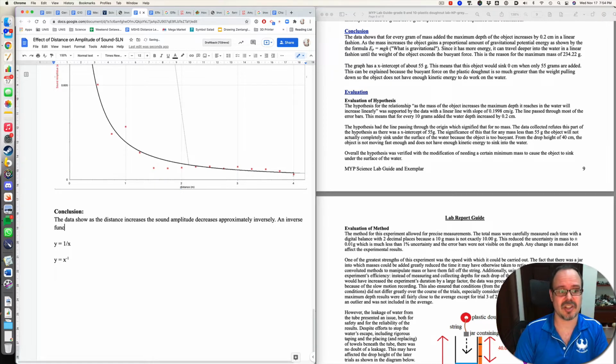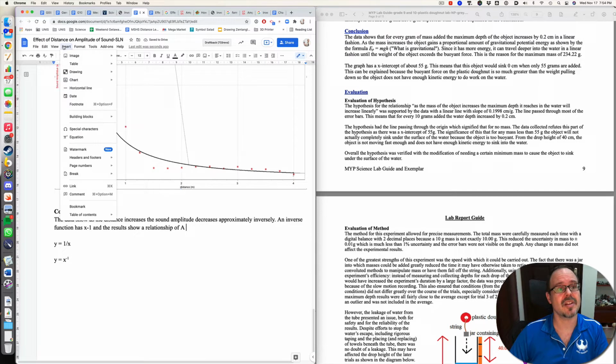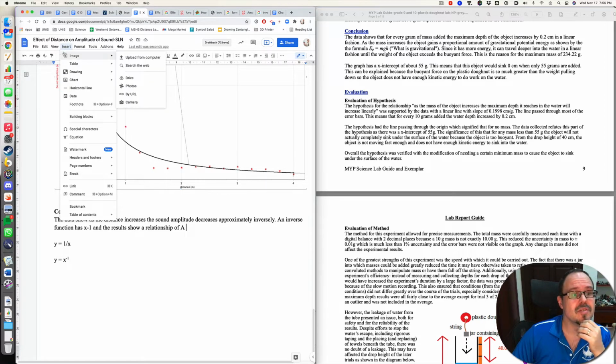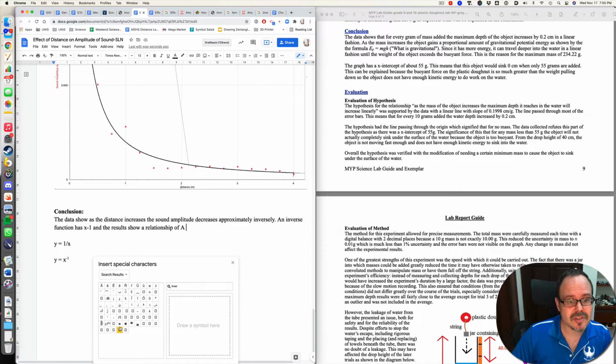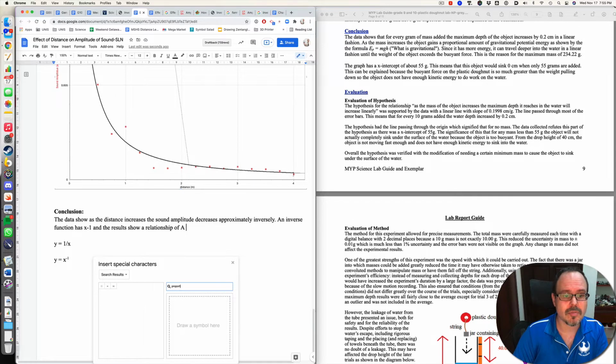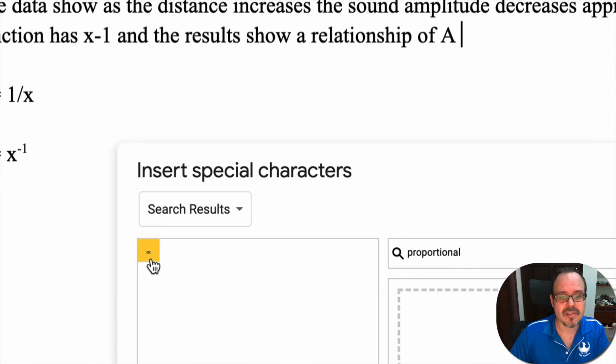An inverse function has x to the minus 1. I'll superscript in a second. And the results show a relationship of a varying. How do I get a vary symbol here? Insert. Should be a symbol somewhere. Special characters? Yeah, why not? Can I search? Yes, I can. Inverse. Where's this? No, it's proportional. That's what I want. I want the word proportional. Is that it? Yes, it is.